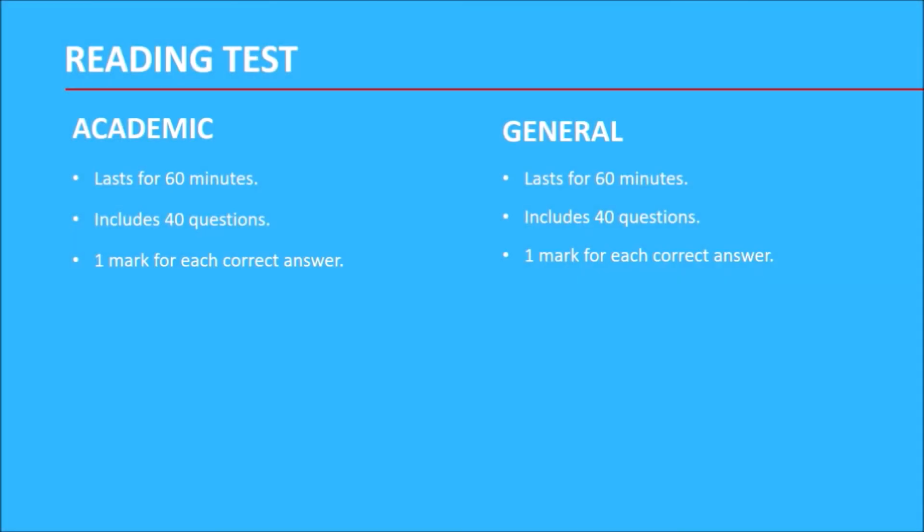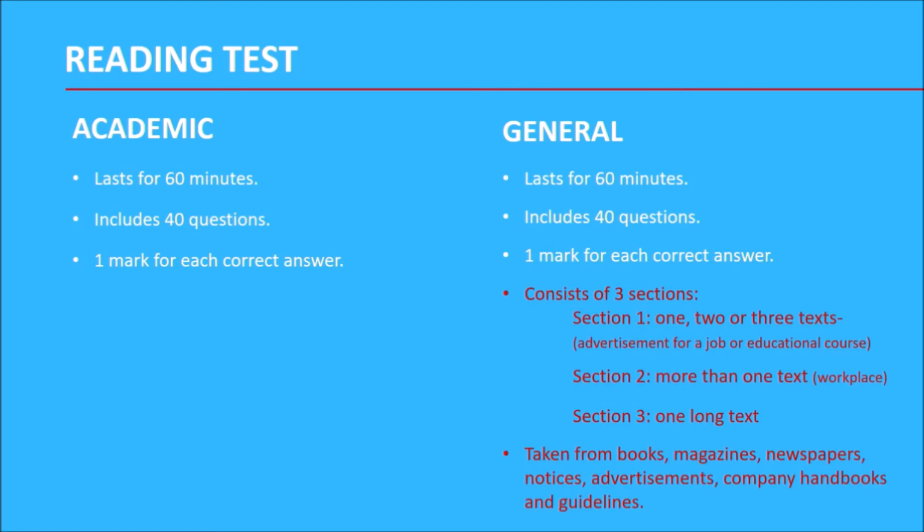IELTS General Training Reading is different from IELTS Academic Reading in many ways, but mainly due to the language and difficulty level of the texts. Academic and general reading tests both last for 60 minutes and include 40 questions in total. You'll receive 1 mark for each correct answer.